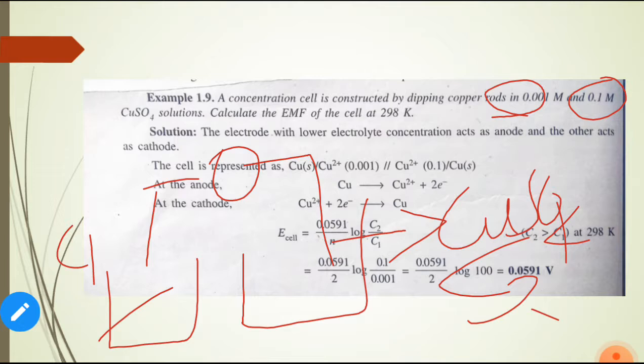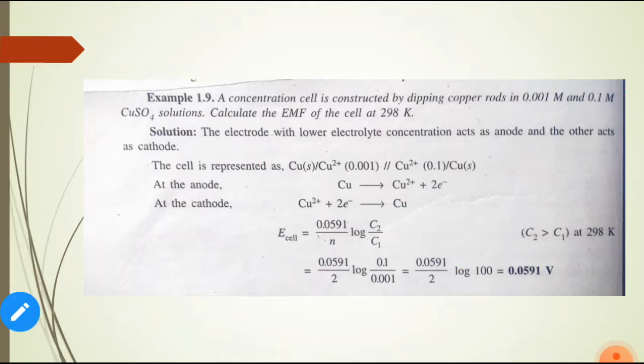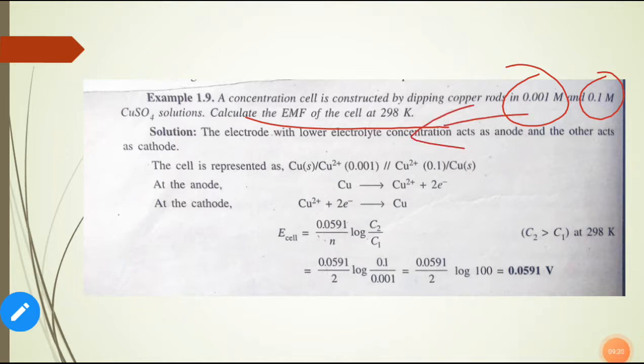So the two copper electrodes are dipped into the same solution but with different concentrations. Then what do you have to calculate now? You have to calculate the EMF of the cell at 298 Kelvin. Here the electrode with the lower electrolyte concentration acts as the anode whereas the other acts as the cathode. Between 0.1 and 0.001, the lower value will act as the anode, and the other acts as the cathode.